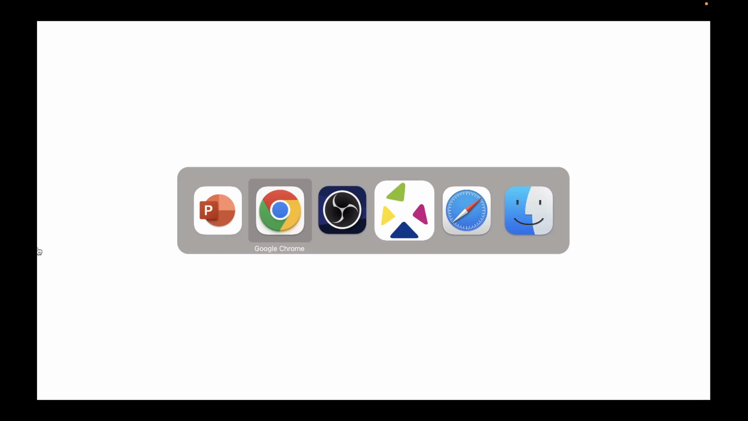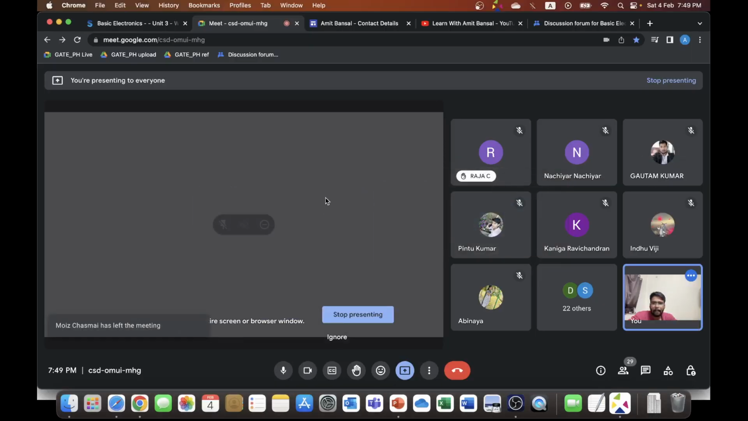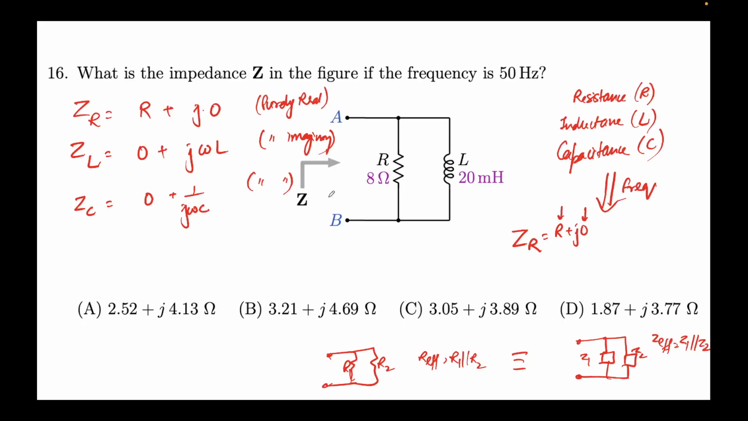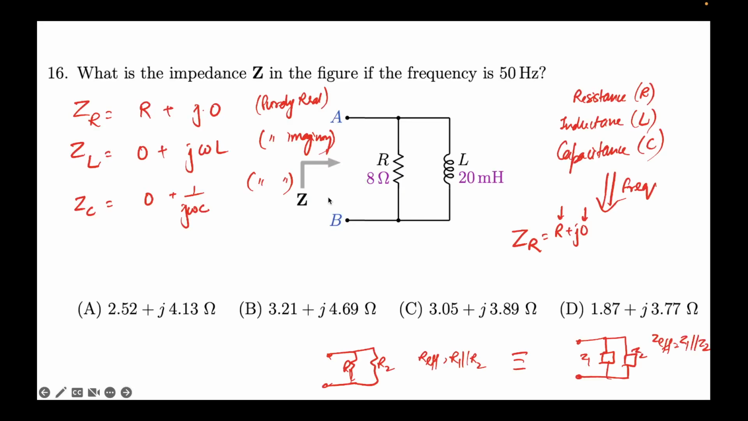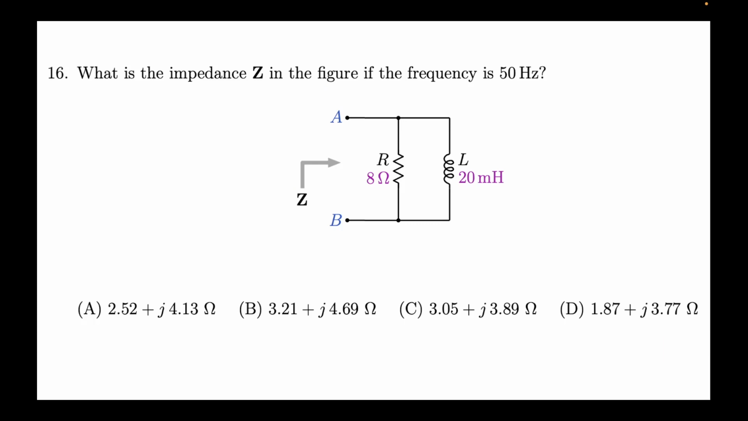Right, just hold on a second. Are you able to see my screen? Because I am not. Can someone respond? What do you see on your screen? Yes, sir. Question 16 is visible? Yes, sir. Okay, fine. Because for some reason I don't know what happened.